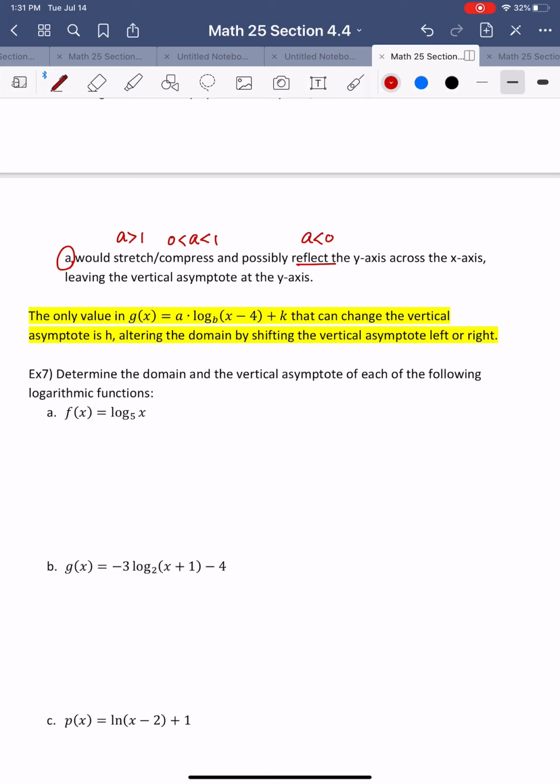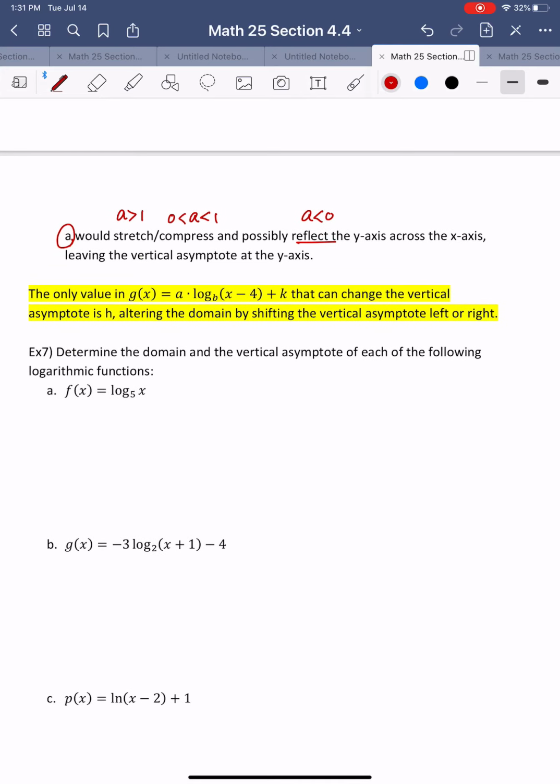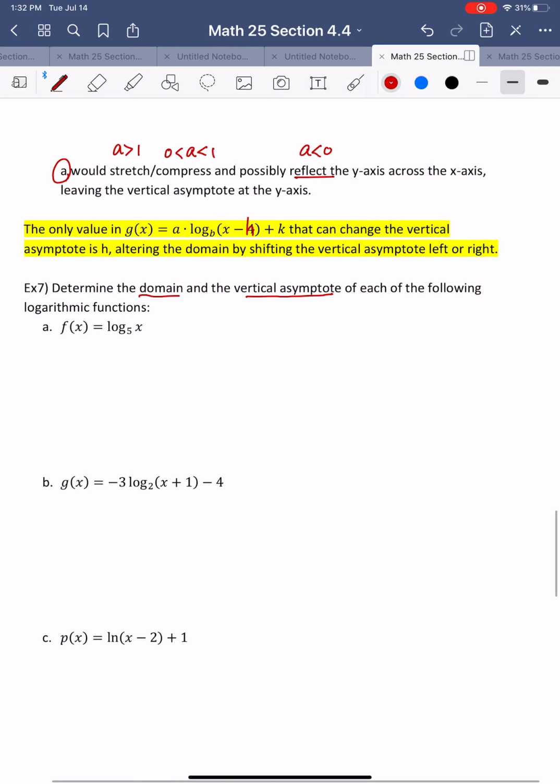Okay, so leaving the vertical asymptote at the y-axis, the only value of g of x that can be changed is h, and the vertical asymptote is h. Altering the domain means shifting the vertical asymptote left or right. Okay, so determine the domain and the vertical asymptote for each equation. That's what we're going to use for graphing later.